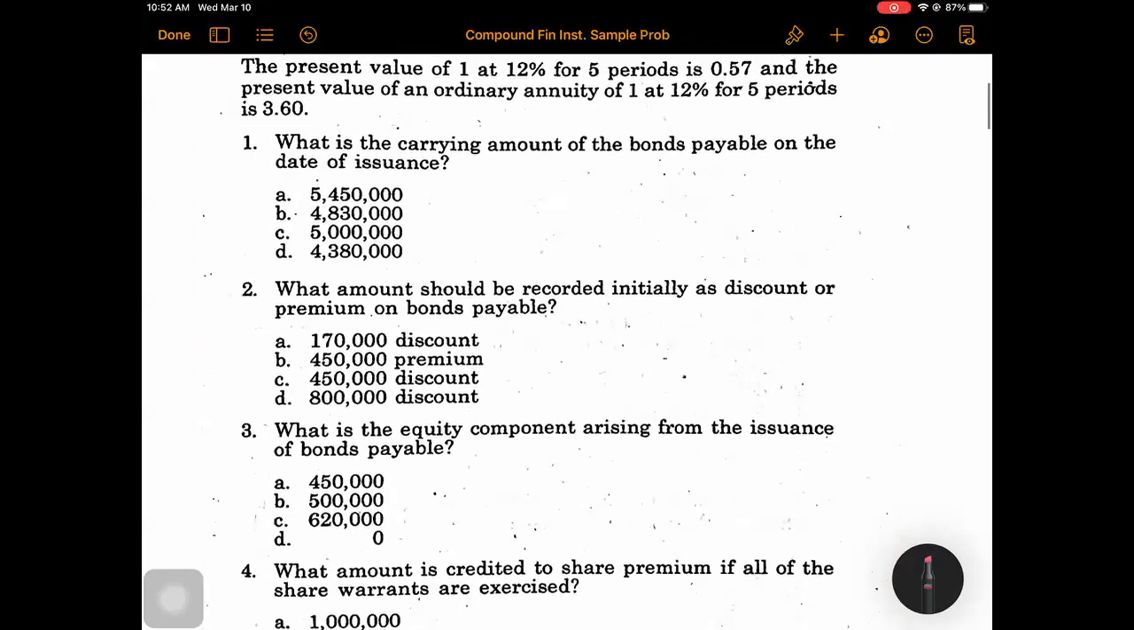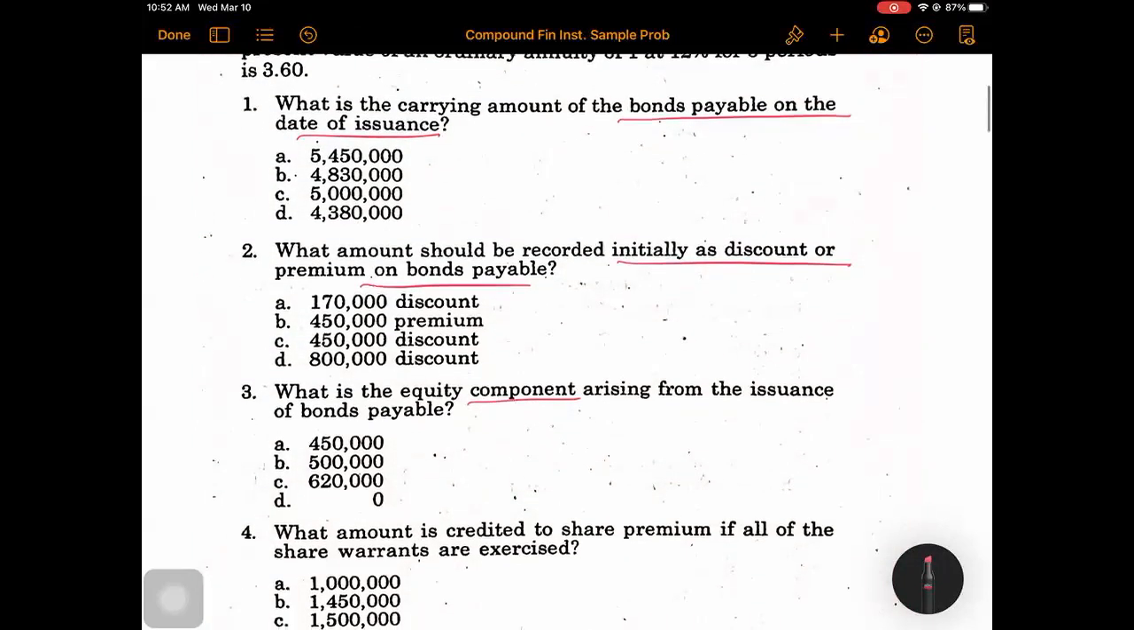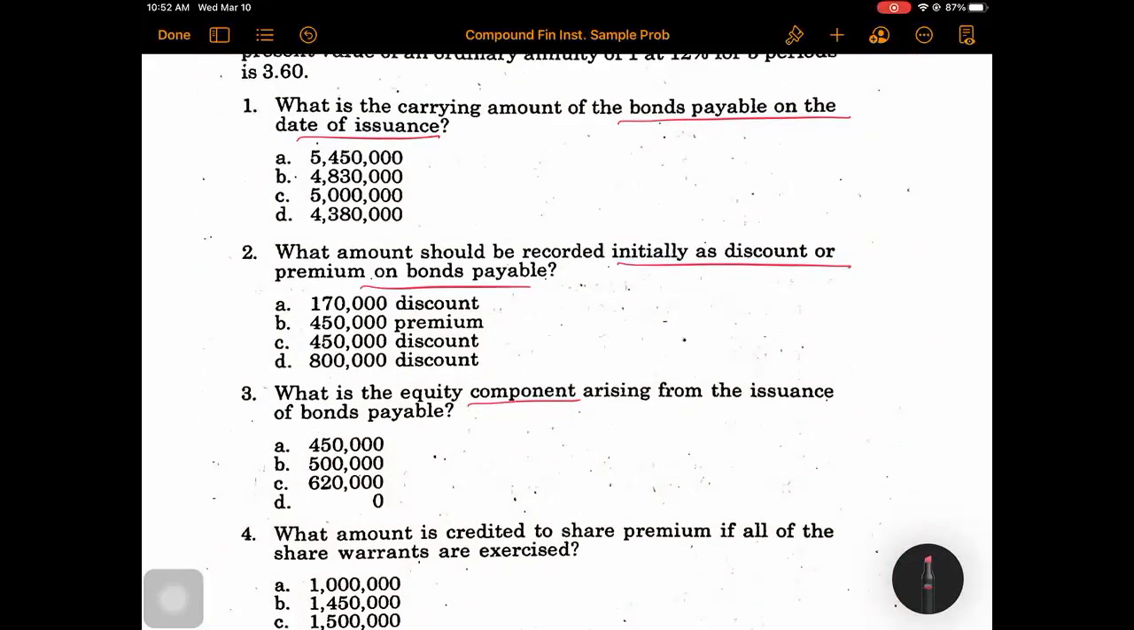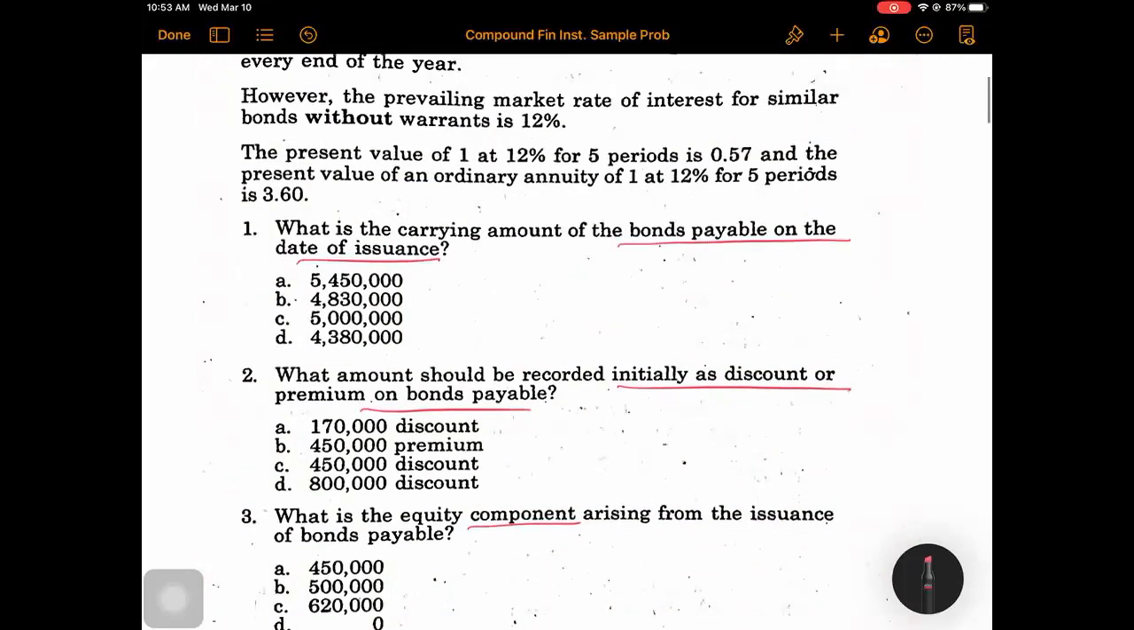Pila daw ang carrying amount of the bonds payable on the date of issuance? What amount should be recorded initially as discount or premium? Pila ang equity component, and pila ang credited to share premium if all of the share warrants are exercised? Okay, so let's answer this problem.